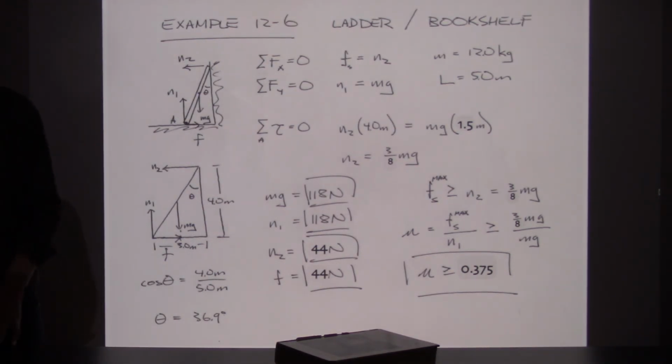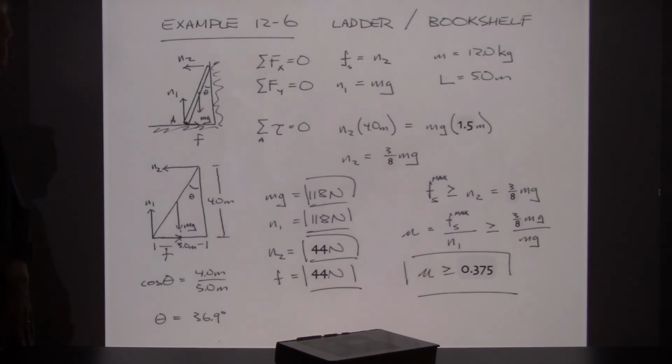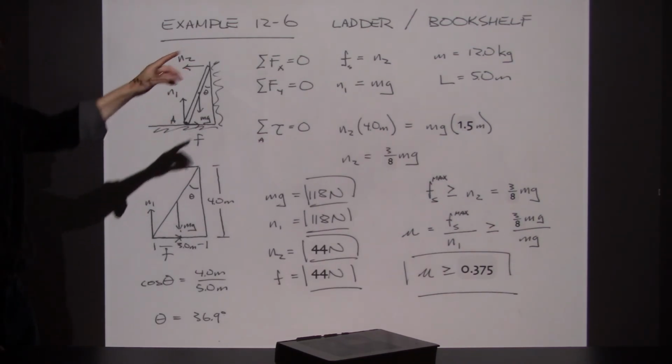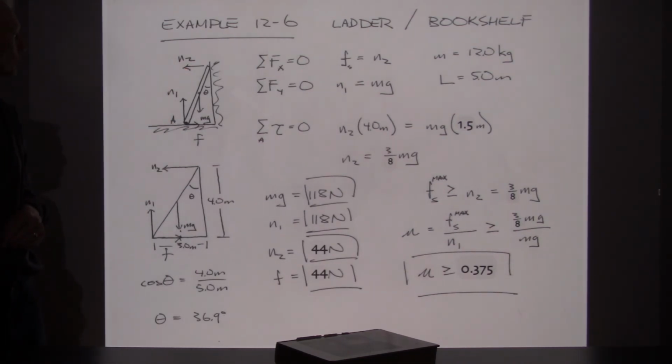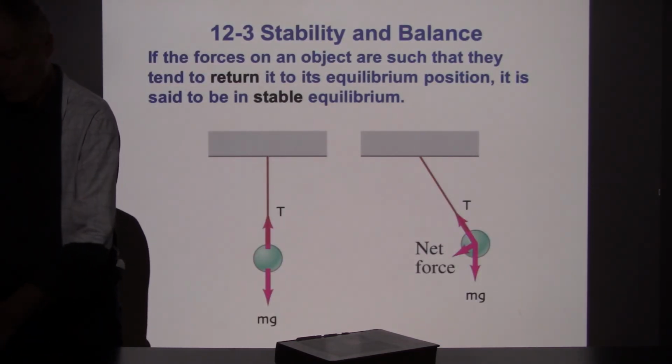And you guys have seen the ladders, on the feet of ladders they make them out of rubber or something so that you get a good grip on that horizontal surface. All right, so I did write it as the ladder / bookshelf problem. Okay, any questions on that? And again, it comes down to getting those torque equations set up correctly.